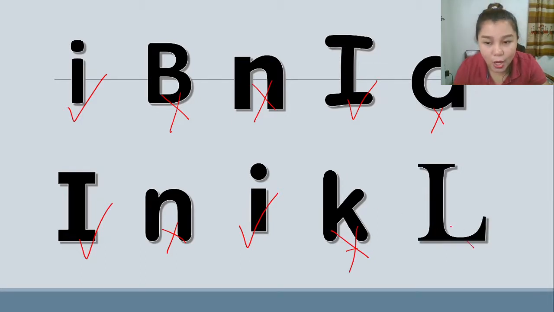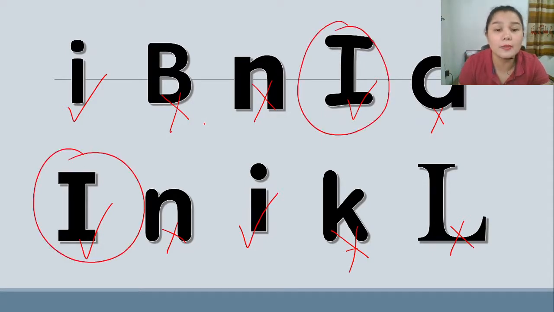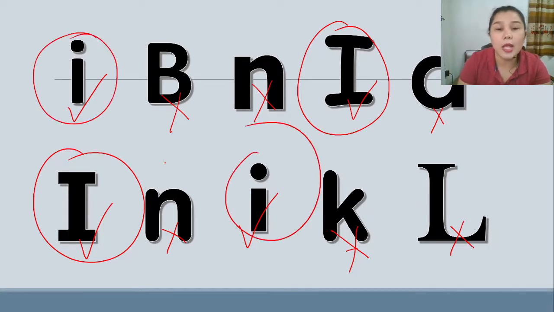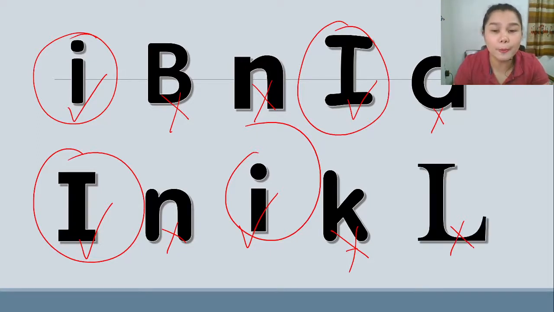Okay, so if you notice, the letter I can be written in two ways. First is the big letter I. Ito, and then the small i. It's written like this. So that is what a letter I looks like. And then the sound is E. Ang tanog niya, E.